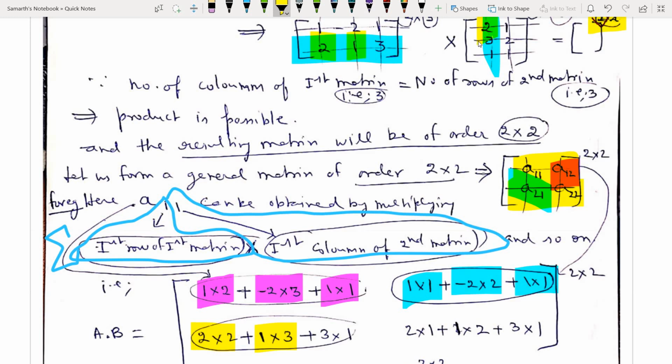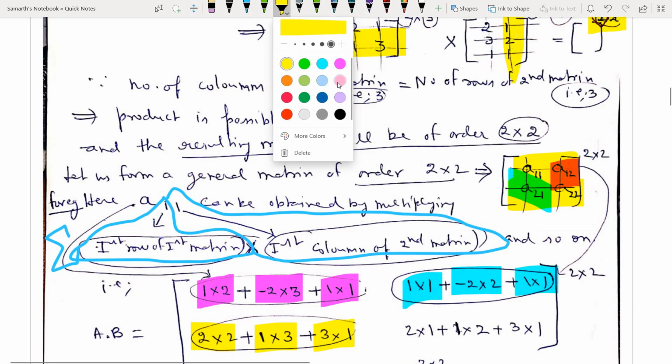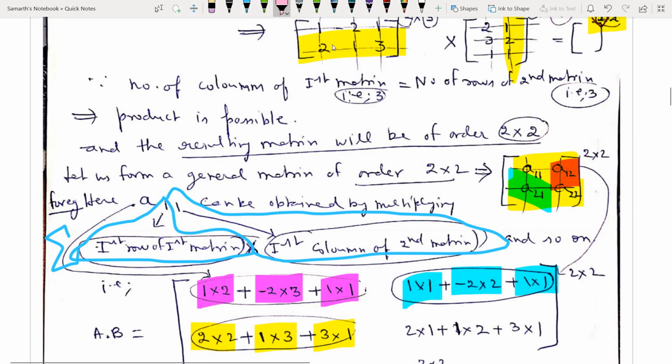For getting the fourth element A22, we will multiply the second row of the first matrix by the second column of the second matrix. Second row of the first matrix multiplied by the second column of the second matrix, we will get this element: 2 into 1 plus 1 into 2 plus 3 into 1. So we have got this result.